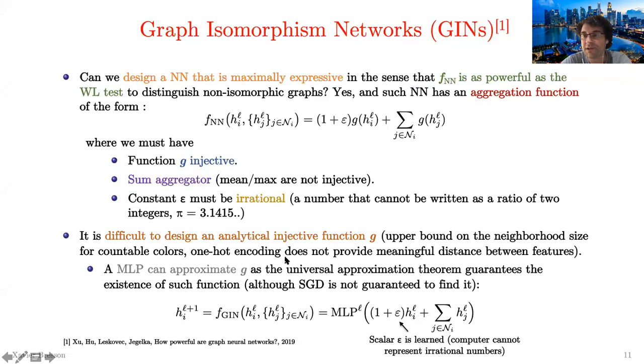So a natural choice in our networks, when the function is hard to compute, is to use an MLP, a multilayer perceptron. Because then we can use the important universal approximation theorem that guarantees that this function G exists. But it's an existence result. For example, we are not guaranteed that stochastic gradient descent will be able to find it. But anyway, it exists. So we have an MLP that we apply on h_i and h_j with the sum operator. As for epsilon, it's not possible to compute an irrational number with a computer because of the byte representation, so what happens is that you are going to learn epsilon during the learning phase. Okay, good.